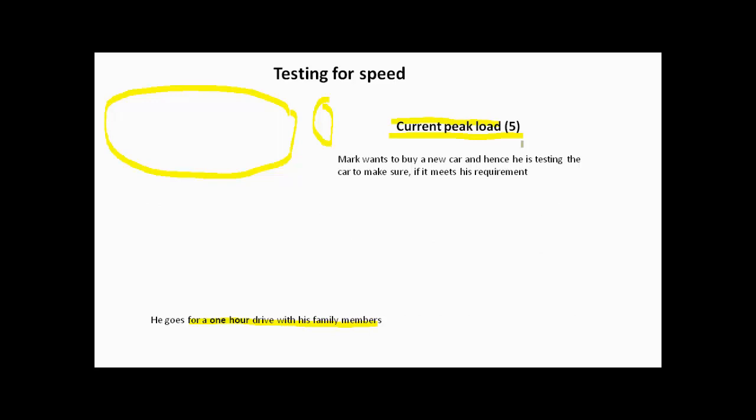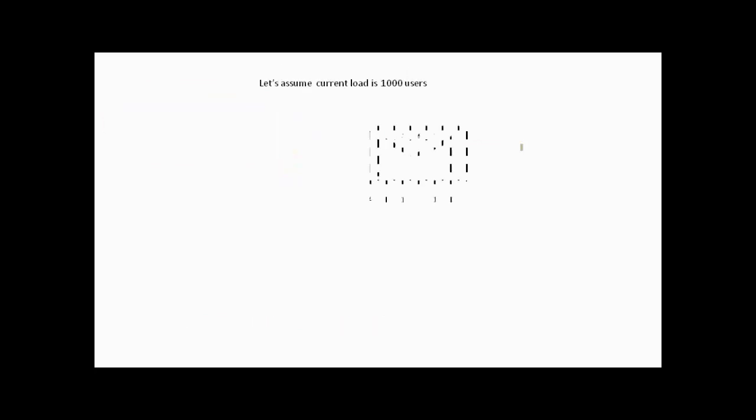The important thing you need to note here is he is not driving alone when he is doing the testing. He is driving with the current peak load, which is 5 people, and while the load is there, he is checking if the car is fast enough or not. These 5 people, in our software performance testing world, we call the current peak load. Performance testing is always done with some load, and testing for speed should be with the current peak load, the maximum load.